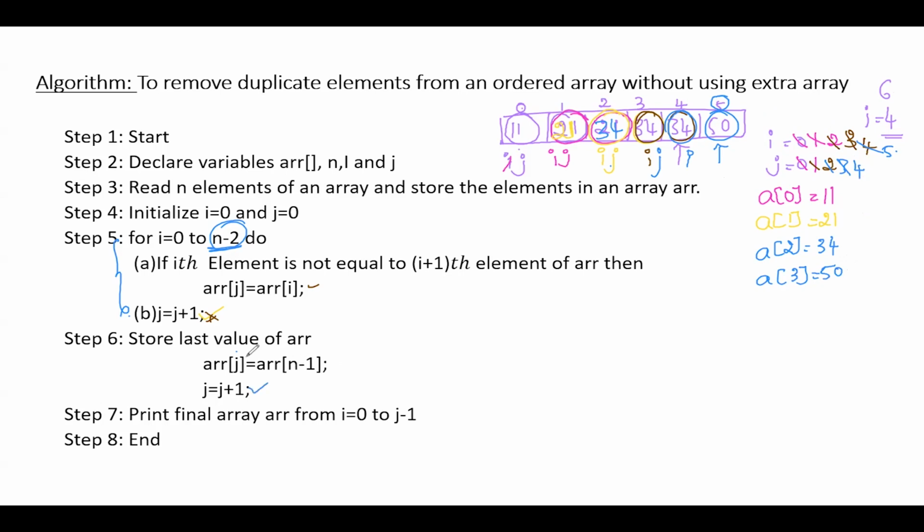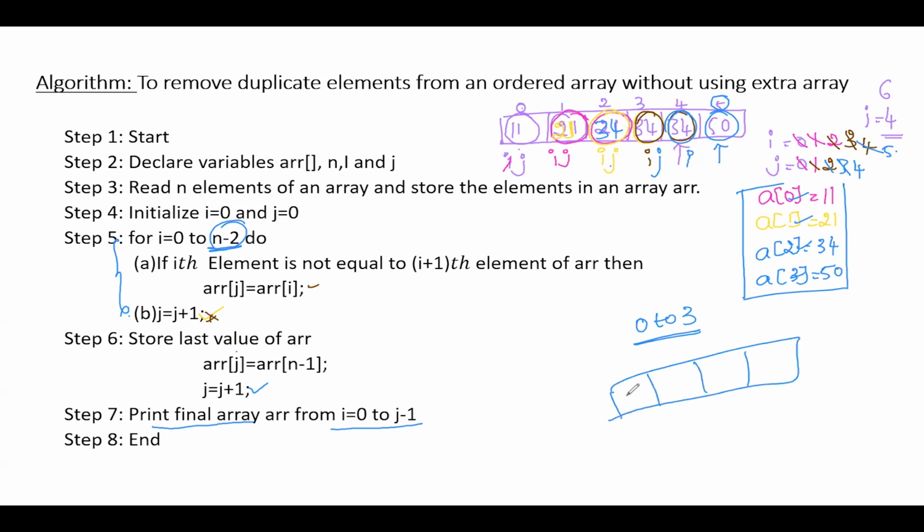Okay, this step. Once we are done with that, print the final array from i is equal to 0 to j minus 1. So from 0 to what is the j value? The j value is 4. 4 minus 1 is 3. Hence, we are going to print 0, 1, 2, 3. This is our final array. So my output is going to be only 4 elements, that is 11, 21, 34, and 50.